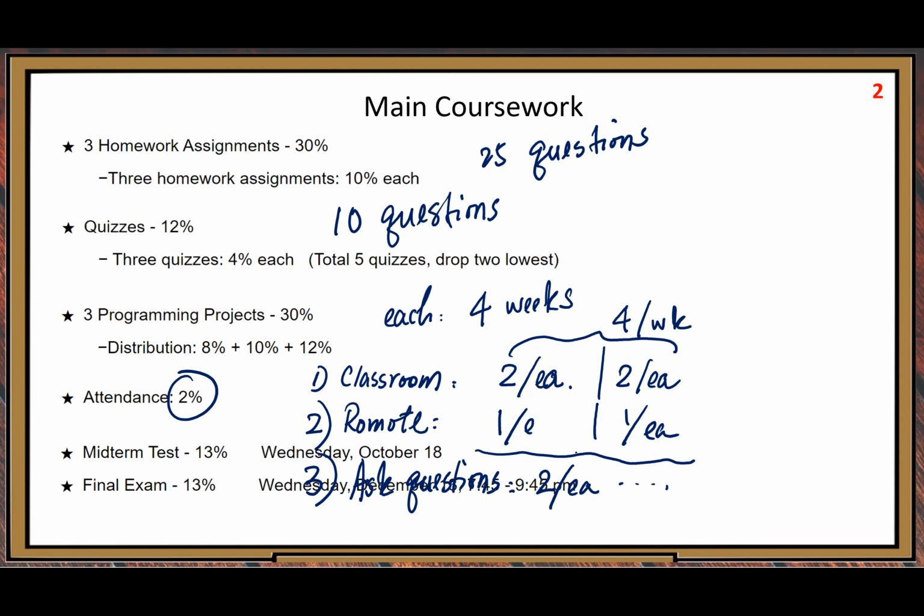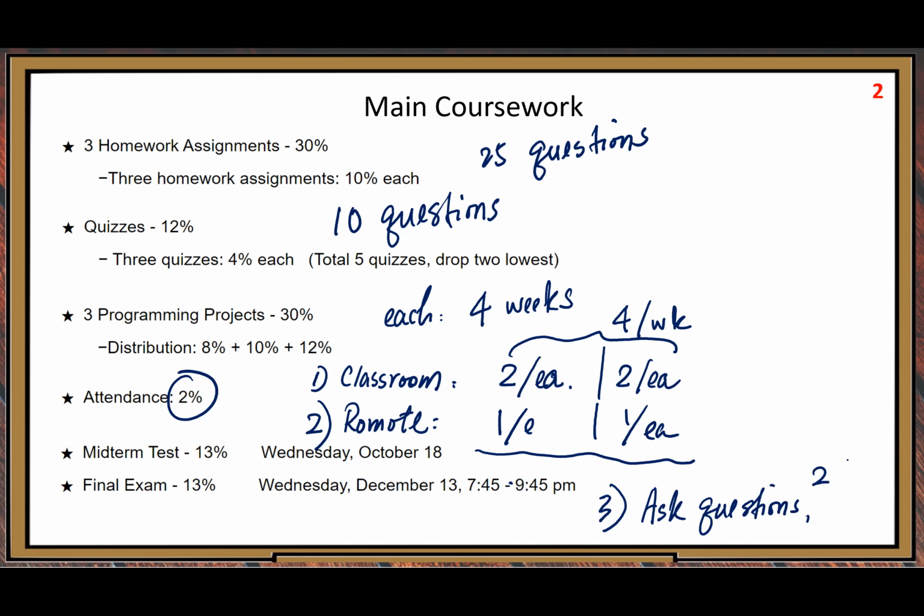Then, tests: 2 tests, a midterm and a final. I will give you the date. Here, I have to erase. All right, so I just put number 3 here, ask questions, 2 points each. But for other students, when I create a discussion board, any student can ask questions, right? Any student can ask, because you may have some question you want to ask, okay? But for those students, they have to ask to earn some points.